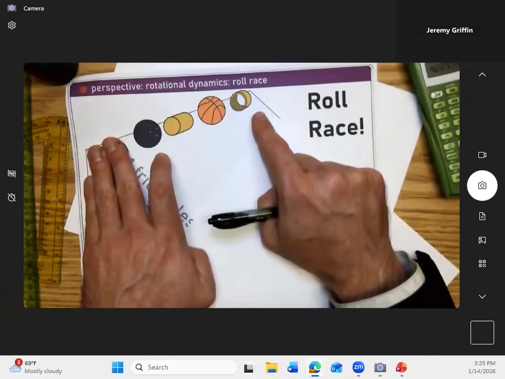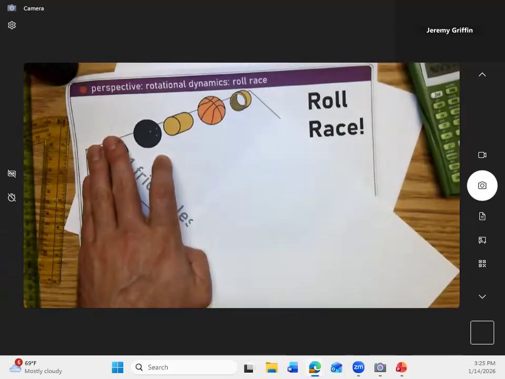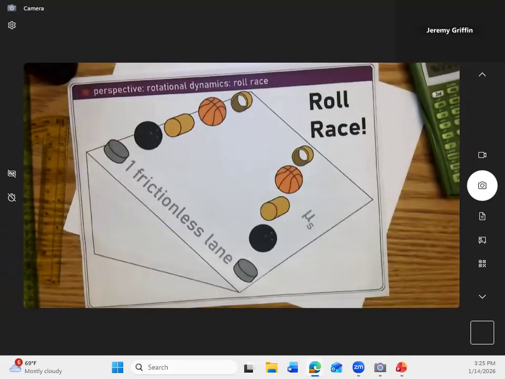Show of hands. How many guys think the ring wins the race? Who says the ring wins? And who thinks the bowling ball wins the race? All right, and there's your rank order. I don't know if the positions are exactly correct, but that is the correct rank order. Okay. All right.